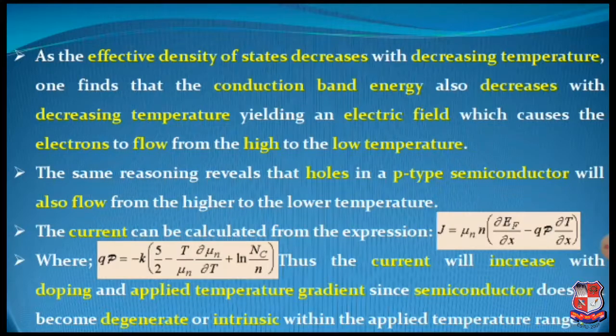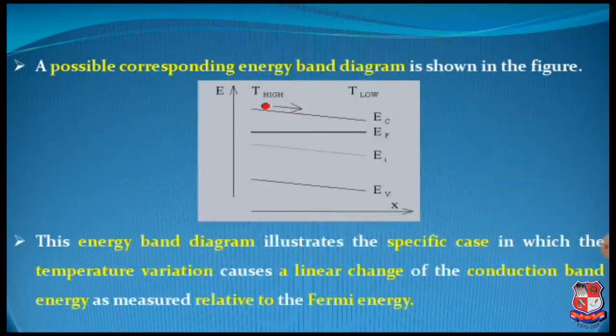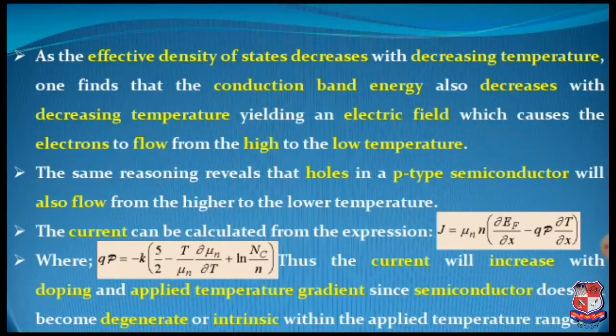As the effective density of states decreases with decreasing temperature, one finds that the conduction band energy also decreases, as can be depicted from this figure. With decrease in temperature, the conduction band energy also decreased. Moreover, it results in an electric field which causes the electrons to flow from the high to the low temperature.